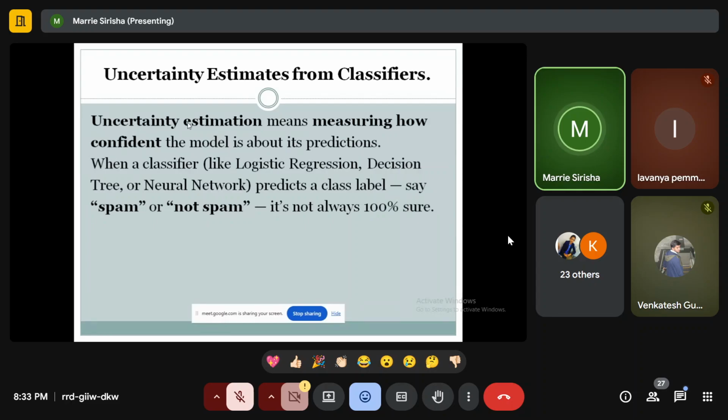When a classifier like logistic regression, decision tree, or neural network, these are the classifiers basically, predicts a class label, like say spam or not spam. If you take any algorithm, is it 100% sure or not? That is what uncertainty measures: how much confidence, whether it is 100% sure about that model or not. So that is the concept of uncertainty estimates. It is an estimation about how confident the model is. Okay.